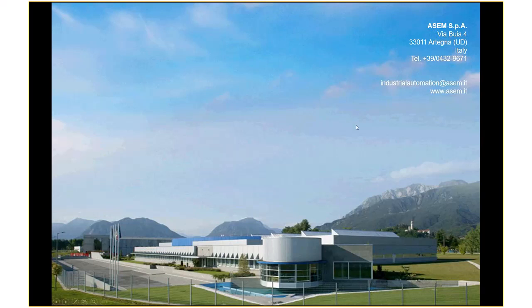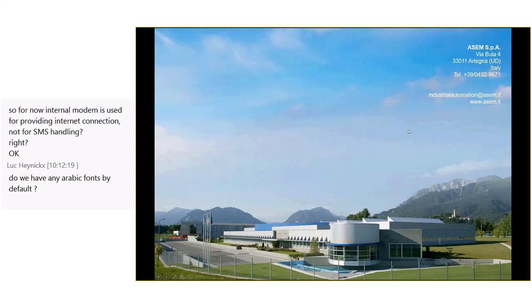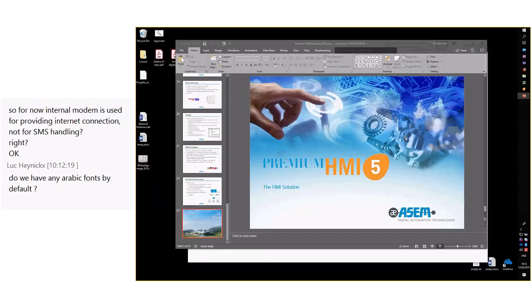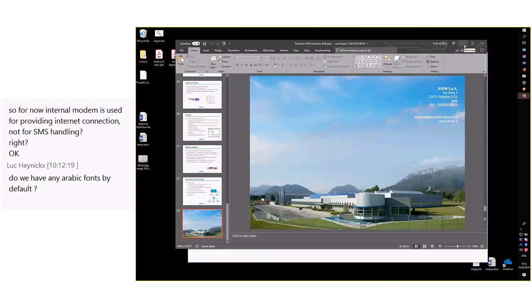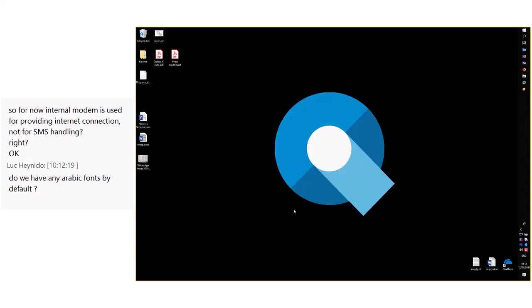And now we can switch to the software. We can make together our first HMI project with the Premium HMI Studio. We can get it running. I will do something very easy, but at least you get an idea of what it means to program with the Premium HMI.